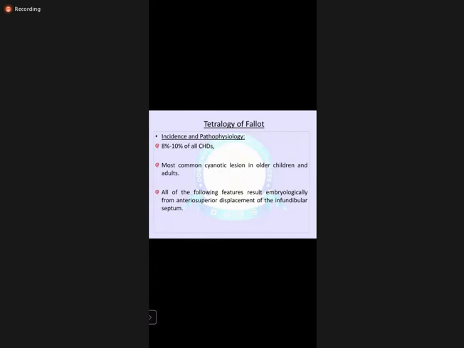So tetralogy of Fallot is one of the most common pathologies which we will see in our country. It comprises 8 to 10% of all congenital heart disease. It is the most common cyanotic heart lesion in older children and adults. All of the following features result embryologically from anterior superior displacement of the infundibular septum.